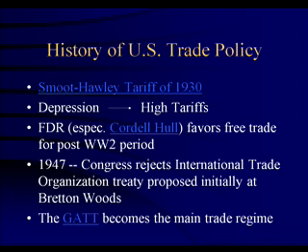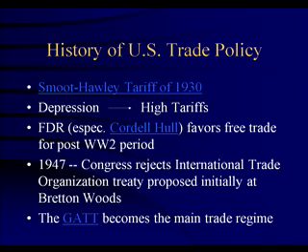I'm going to turn now to the history of U.S. trade policy, and particularly the impact of the Smoot-Hawley tariff of 1930, which everybody seems to agree helped to deepen the Depression because of the high tariffs and the retaliation against the high tariffs that the U.S. instituted at that time. Franklin Roosevelt and his Secretary of State, Cordell Hull, favored free trade for the post-World War II period, partly because they were looking back at what happened in the 1930s.